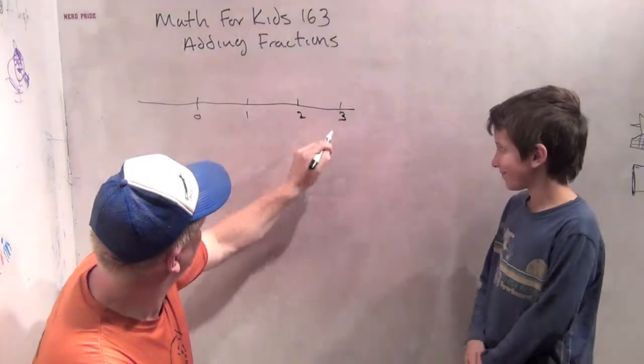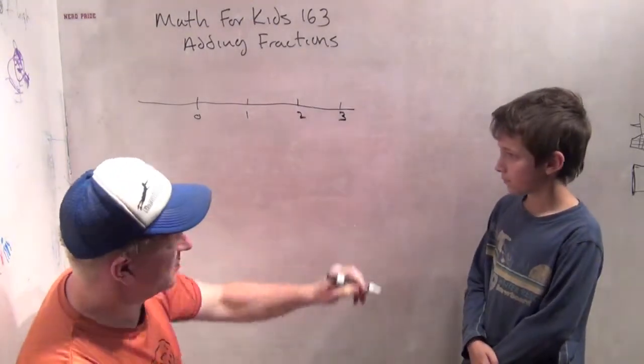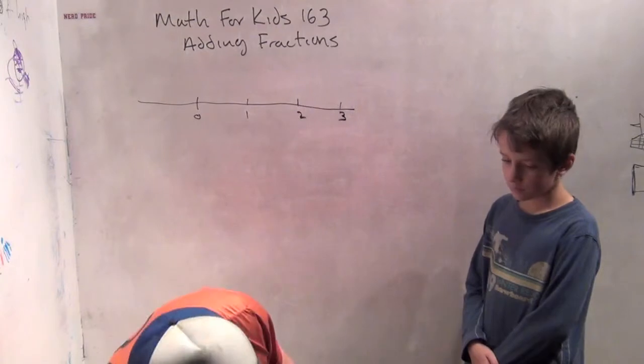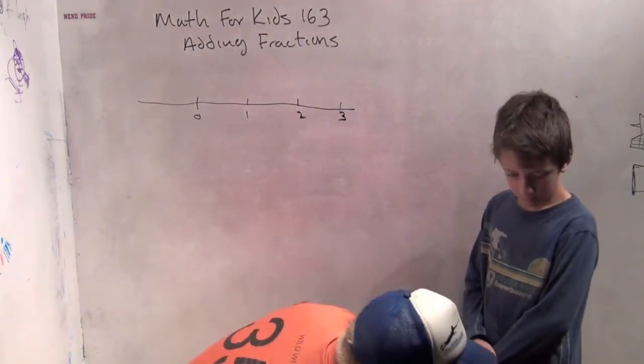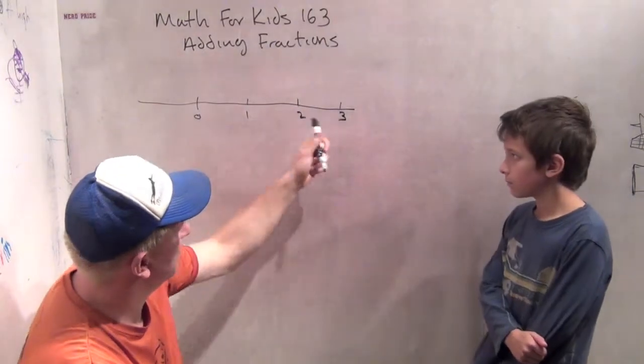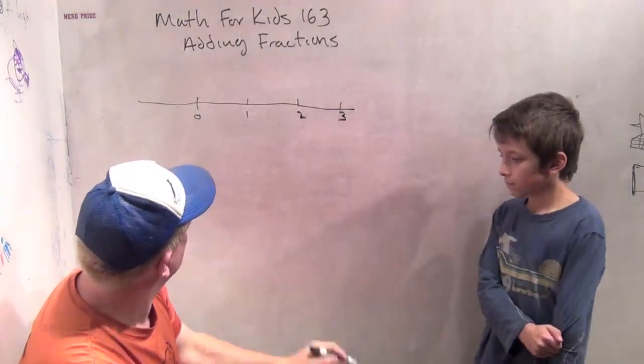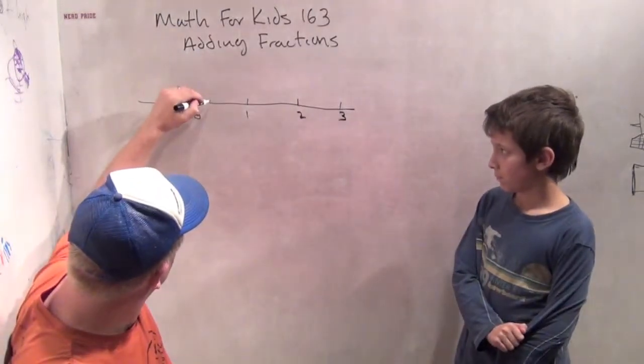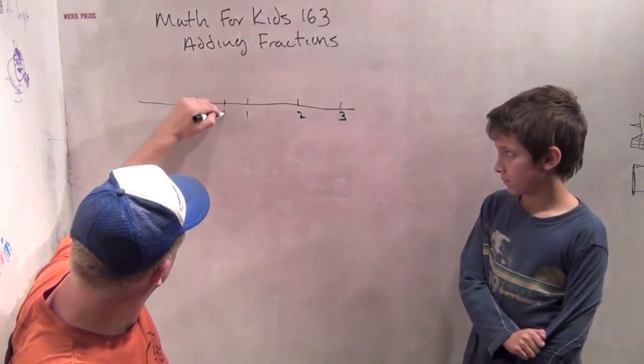2, 3. When we just add integers, our life's pretty easy, right? It's just 1 plus 2 is 3, or 2 plus 3 is 5. But when we have fractions, it becomes a little bit more problematic.